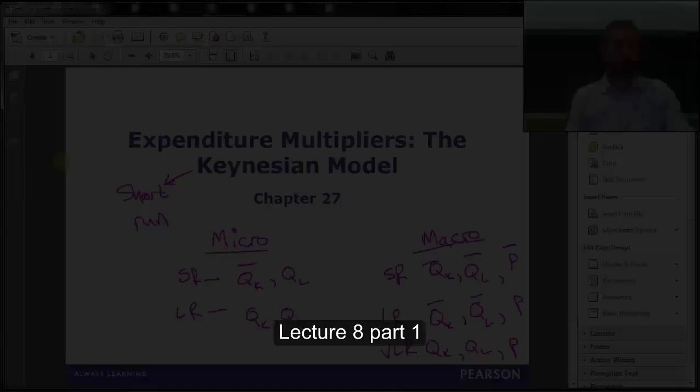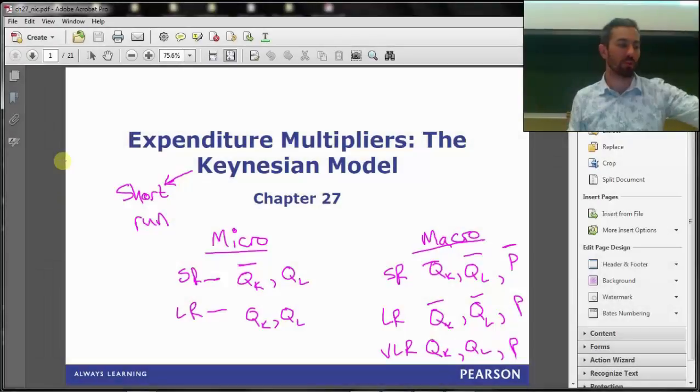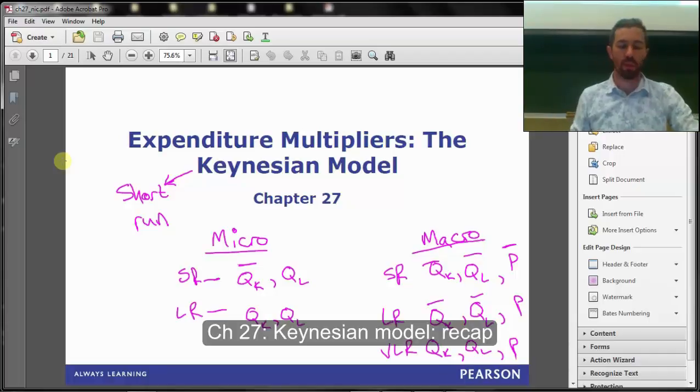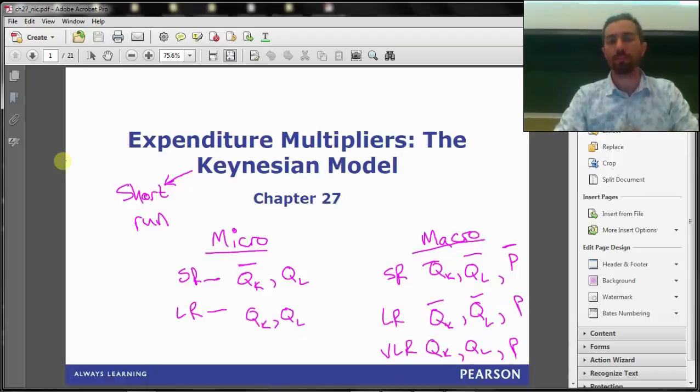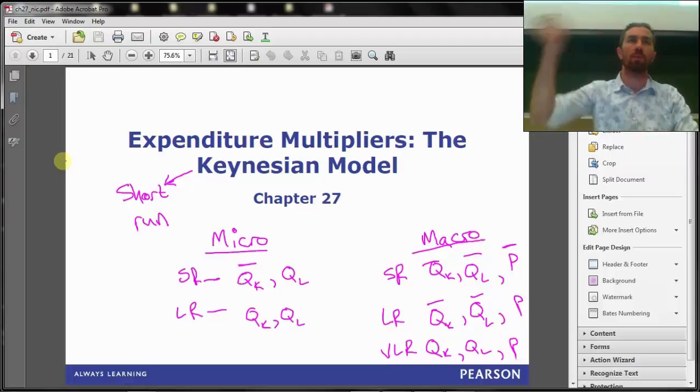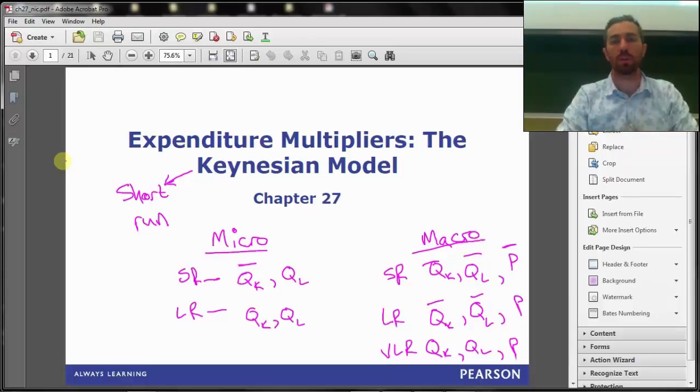Okay, yesterday we finished off the chapter 24 stuff. Chapter 24 was the discussion about the loanable funds market. We said chapter 25 we're going to start next week, and chapter 26 is for later in the course.